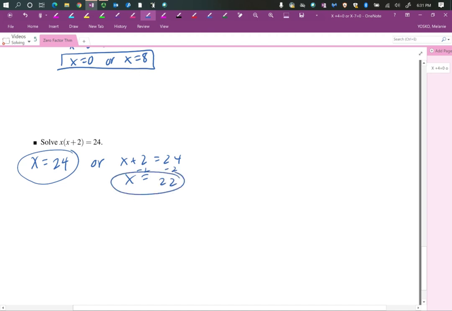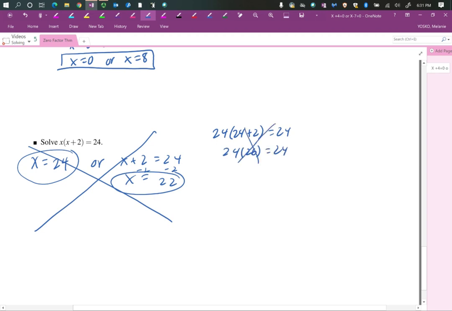That's what we've been doing, isn't it? No, don't you dare do that. Let's check it. That would be like 24 times 24 plus 2 is equal to 24. So 24 times 26, that's not equal to 24. And you could check the 22 as well. Maybe that feels like what you've been doing, but you should be very, very careful.